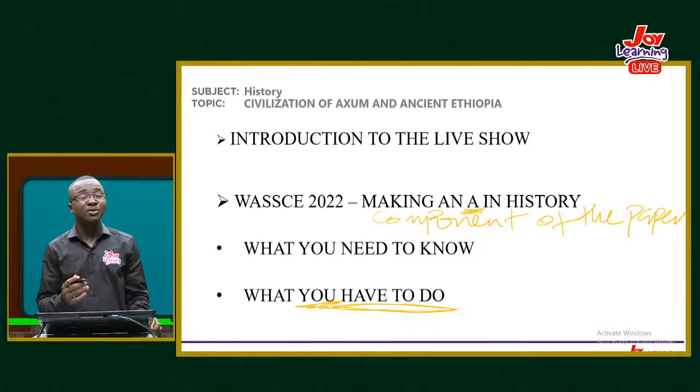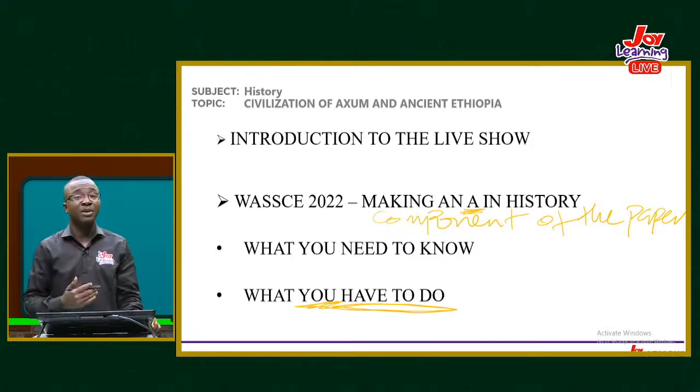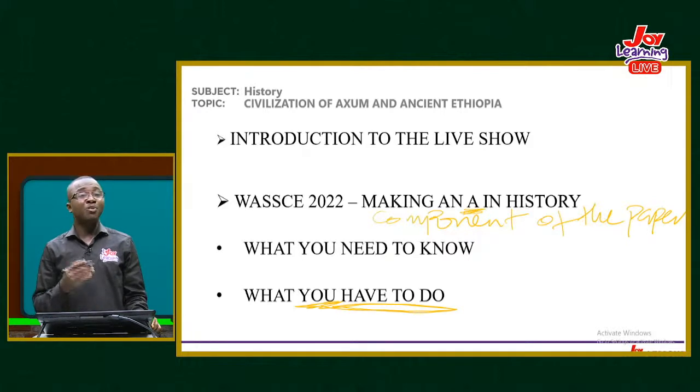So my advice to you is that after you have read through the questions, make sure you understand. And when you have established that you have an understanding of the question, start with the easiest question. What may be easy to you may not be easy for the next person. So I'm talking about what you find easier. Start with it. Now, when you start, make sure you start by making an outline.